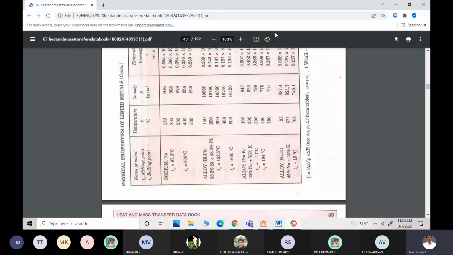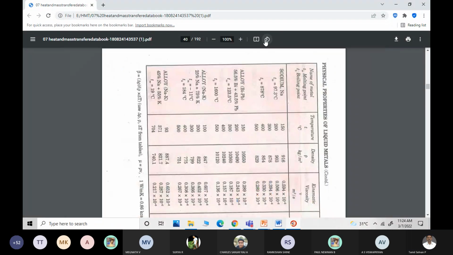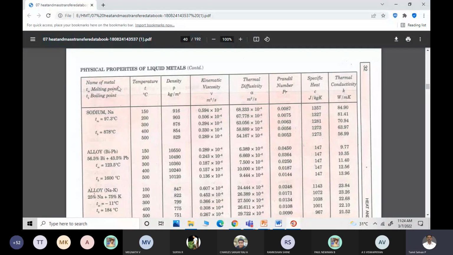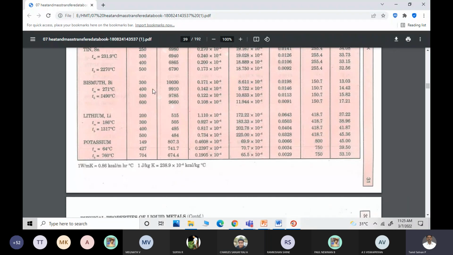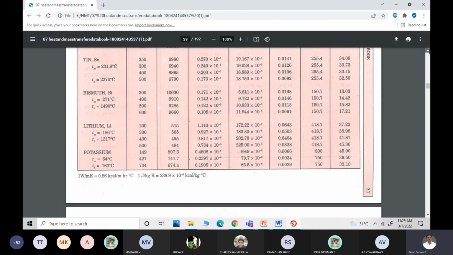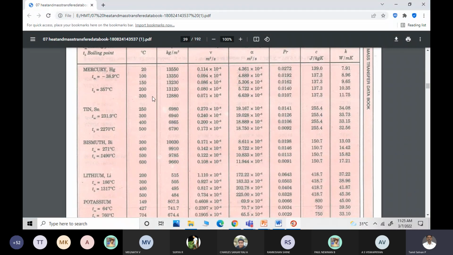You can see here the properties of liquid sodium, liquid alloy, sodium potassium solution, bismuth, plumbum. Plumbum means lead, I think, am I correct? Yes sir, Pb stands for lead. Okay, liquid sodium, you can see the properties here, and similarly liquid potassium, lithium, bismuth, and mercury, tin. So the nu value, alpha value, Prandtl number value, CP value, and K value, you can get.